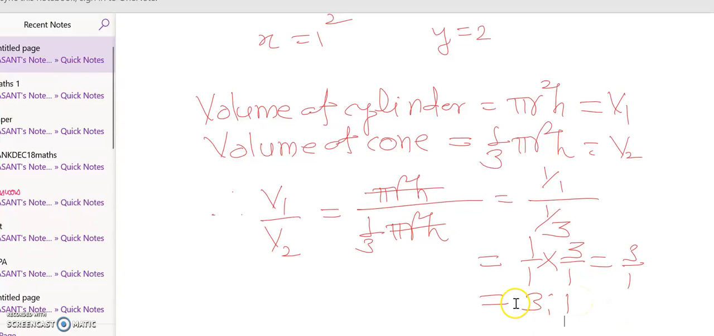The option is B. In this way, my dear students, we have completed question number 2. Now we'll see the next question number 2 in the next video.